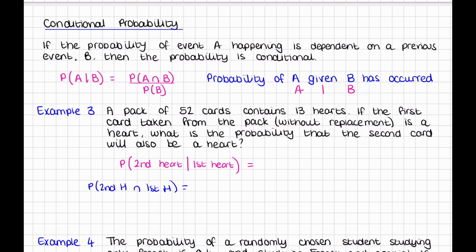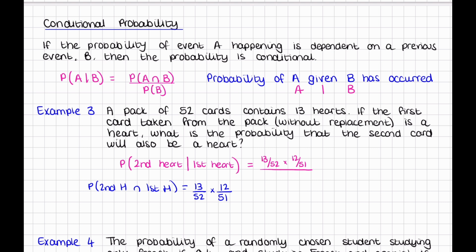multiplication of it. If you think about it as a tree diagram, the first heart would be a 13 out of 52 probability. Then, because we haven't replaced it, the probability of getting a heart a second time would be 12, because we've already taken one out, and out of 51, because we've already taken one card away and we haven't replaced it. So that would be our numerator. So 13 out of 52 times 12 out of 51, we divide by the given part.